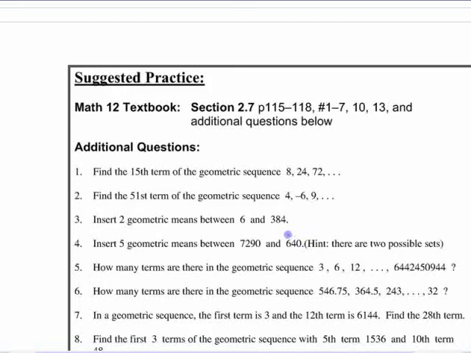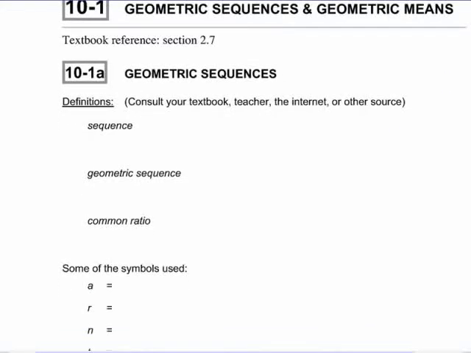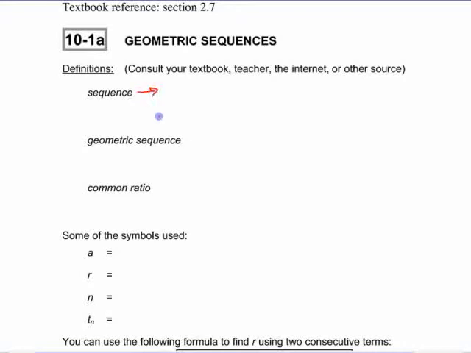Anyways, let's go back to this page here, up to the top. Geometric sequences. A sequence, I don't know if you want to put something, what a sequence is, some kind of organized, I don't know. For what we're doing, it's an organized list of numbers, but I guess it could be objects or shapes or something like that. A geometric sequence is a sequence where each term is obtained by multiplying by a common ratio.